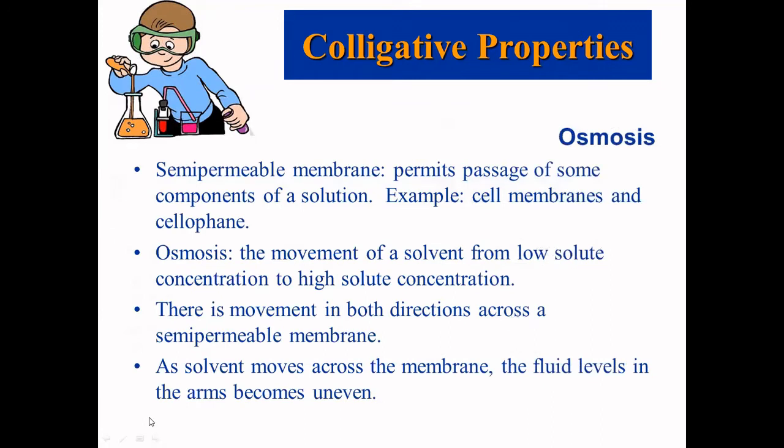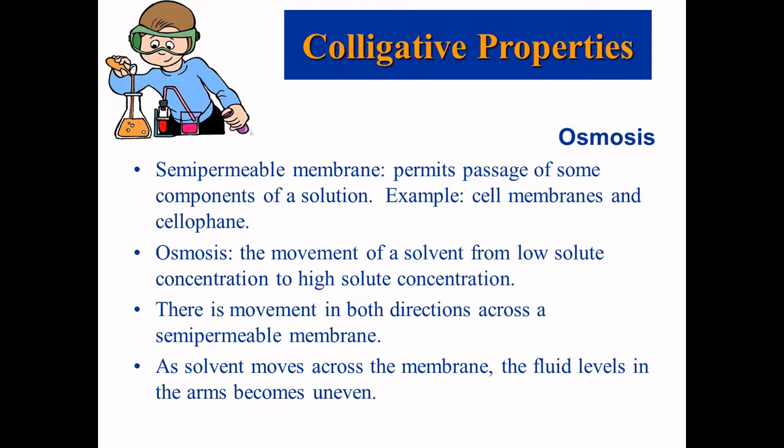Another colligative property is osmosis. This is not something that is new. In osmosis, we have this semi-permeable membrane that is used to separate a highly concentrated region from a less concentrated region. It's semi-permeable because it will allow passage of some components of the solution. So in the natural processes in our bodies, we have our cell membranes. And synthetically, we have also cellophane, that is a semi-permeable membrane.